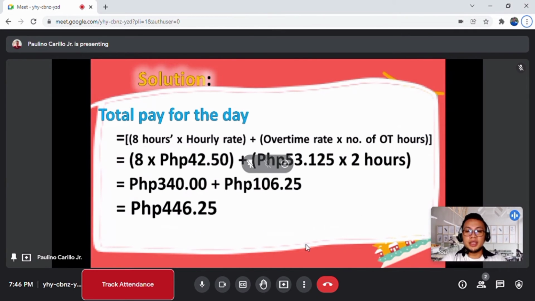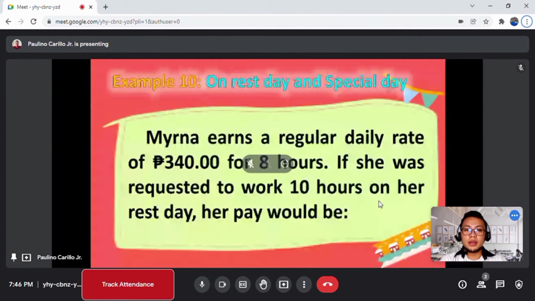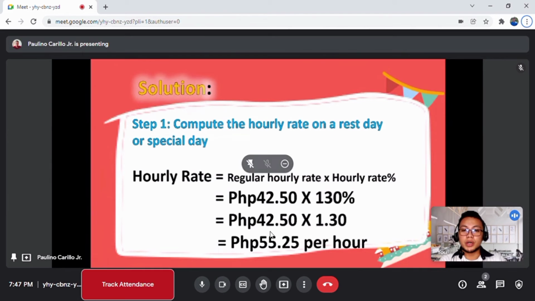Now, what if Myrna is requested to work on her rest day or special holiday? What would be her total pay during that day? Again, I presented the same scenario. Her regular daily rate is 240 pesos for 8 hours, and then she is requested to work for 10 hours on that day. How are we going to solve for her overtime pay?